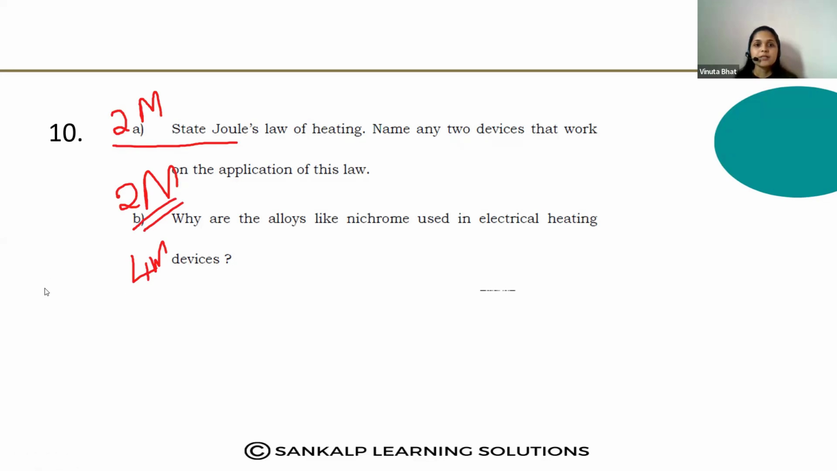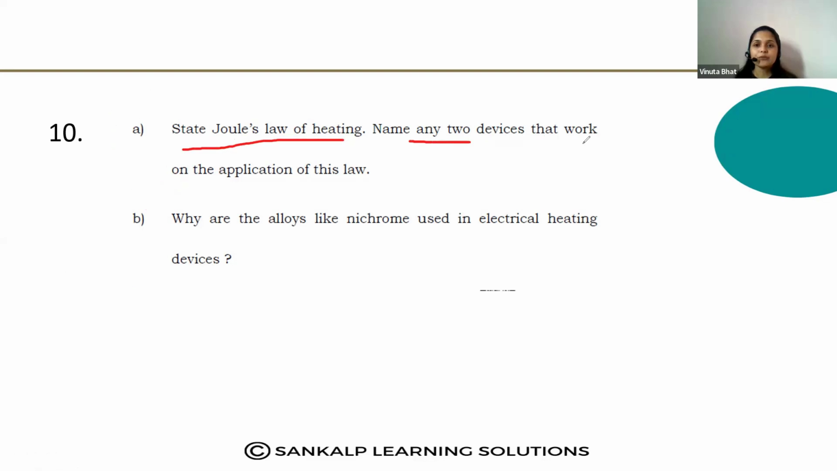Here, state Joule's law of heating. Name any two devices that work on the application of this law. Why are alloys like nichrome used in the electrical heating devices? Let us see the answer for the first question.